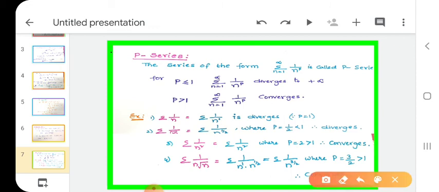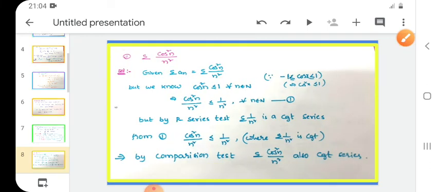Next, P series test. The series of the form summation n equals to 1 to infinity 1 by n power p. Now we check the value of p. If p greater than 1, the series is convergent. If p less than or equal to 1, the series is divergent. These are the examples.